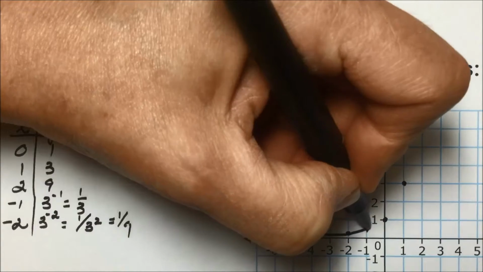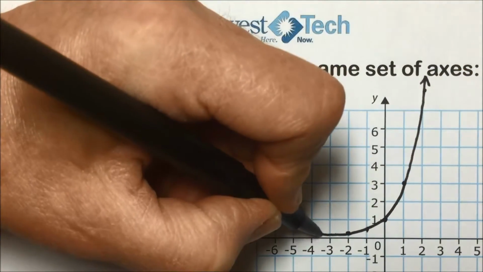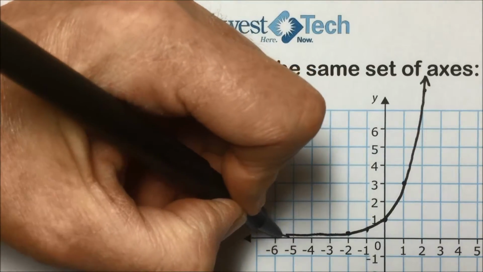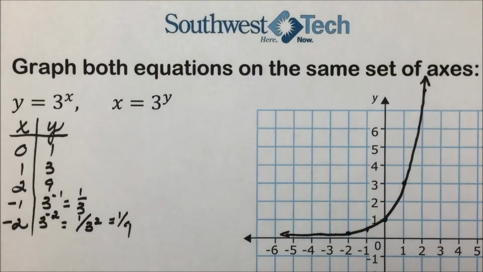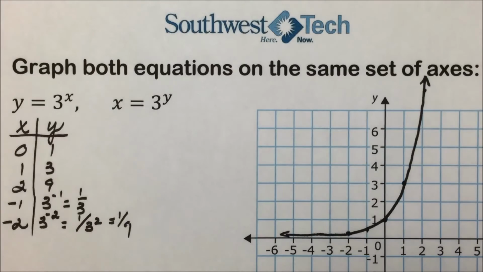So if we connect those points with a smooth curve, we have the classic exponential function graphed here. We have the y-intercept at 0, 1. From left to right, this exponential function is increasing. Our range are all positive values. Our domain, as I previously mentioned, are all real numbers.